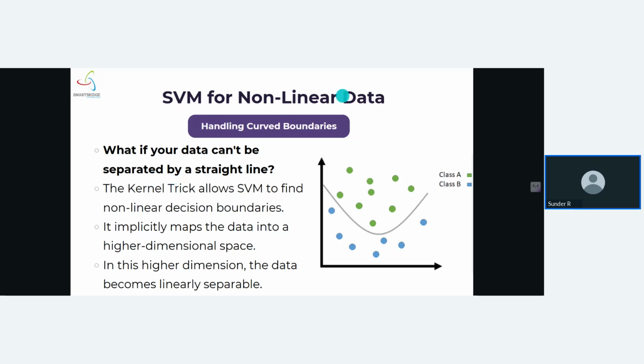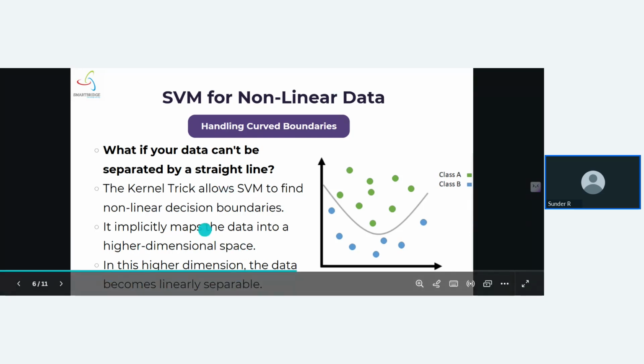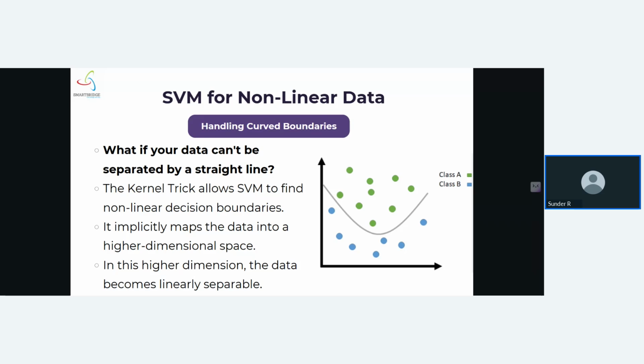Is it clear? Even when your data is not in a linear form, then you have to consider this kernel trick. What is this going to do? It is going to map the data into higher dimensional space. So whenever your data is not scattered in a linear form, and it is scattered in a non-linear form, you can use this kernel trick.